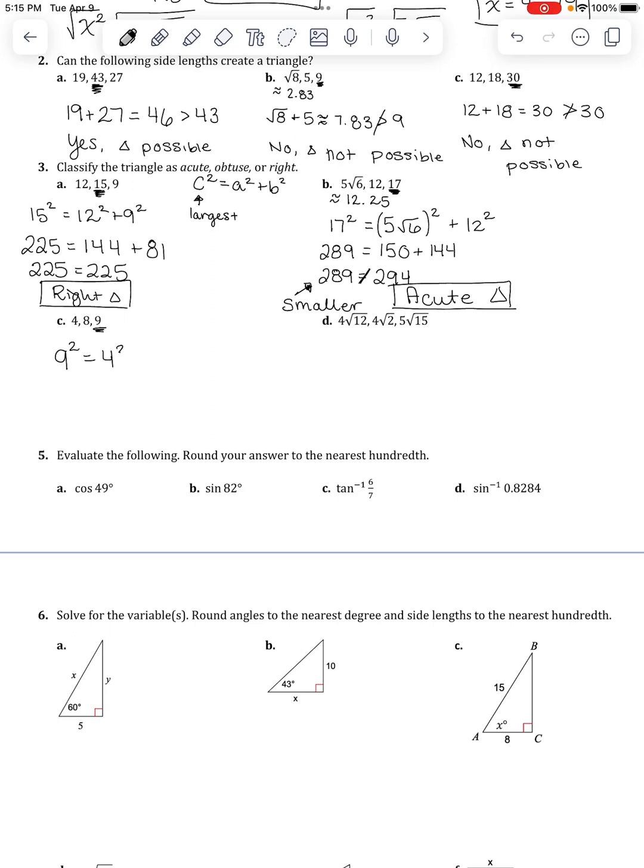Okay, biggest side, that goes in the C spot. Square the things. Since my c squared is bigger, it is an obtuse triangle.